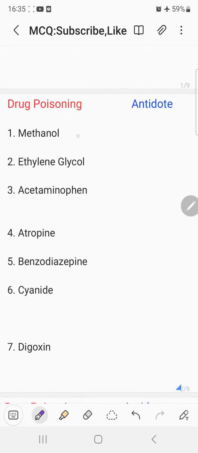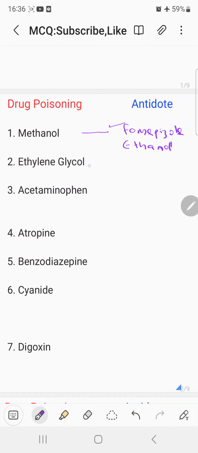So in the case of methanol poisoning, the antidote is fomepizole. Fomepizole is the antidote for methanol poisoning. In the question, if fomepizole is not there, you please look for the choice ethanol. Okay, normally ethanol is not preferred, fomepizole is the preferred one. However, if the question does not contain fomepizole, just look for whether ethanol is given. So in methanol poisoning, the antidote is fomepizole or ethanol.